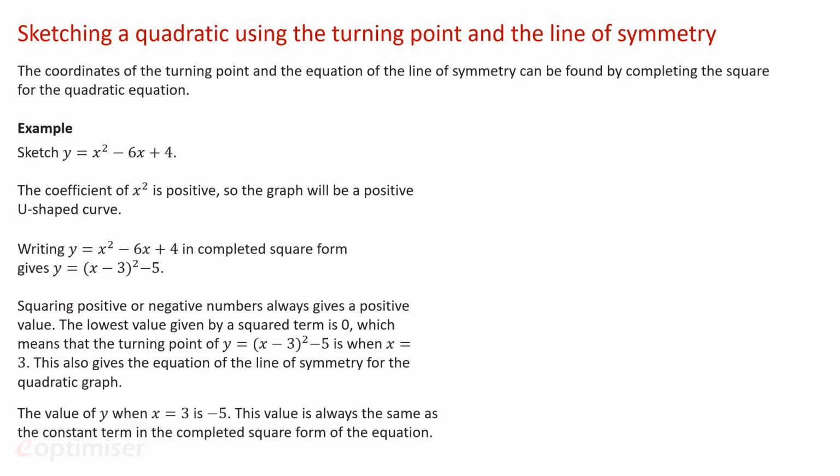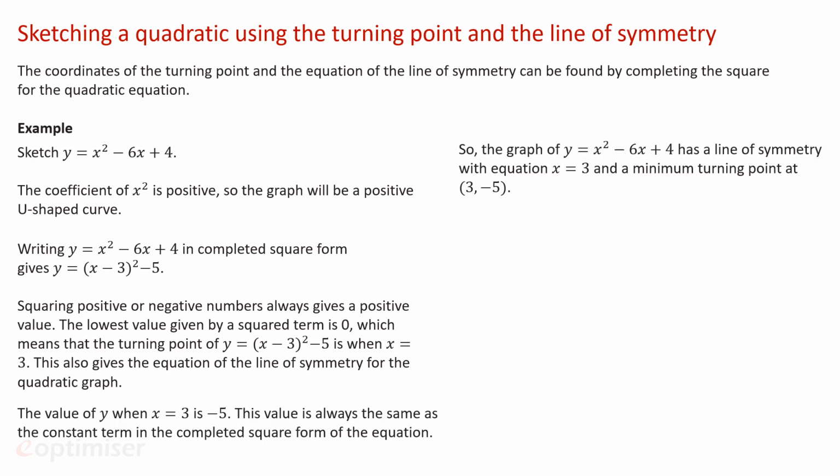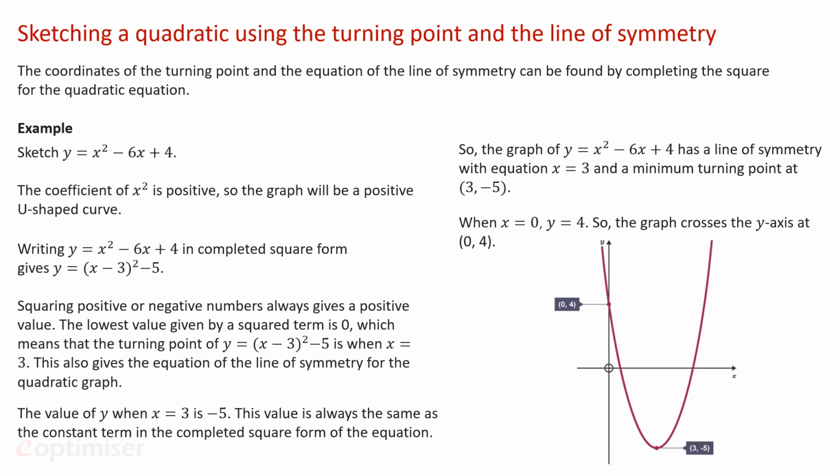If you put x is equal to 0, y is equal to 4. So the graph crosses the y-axis at 4. Therefore, you can draw the graph like this one. It's crossing at 0, 4. The minimum point is at x is equal to 3, where you are getting minus 5. Also this is a positive U. So you can draw the graph like this one.